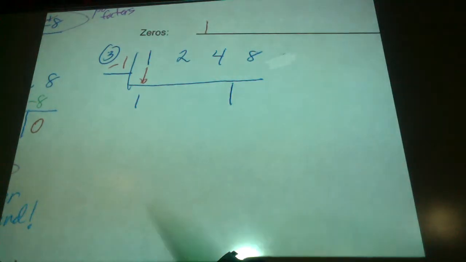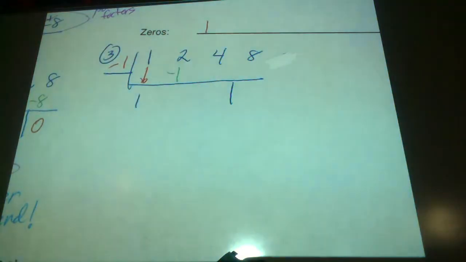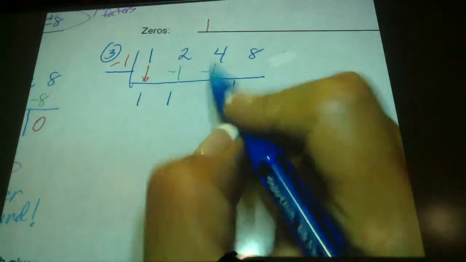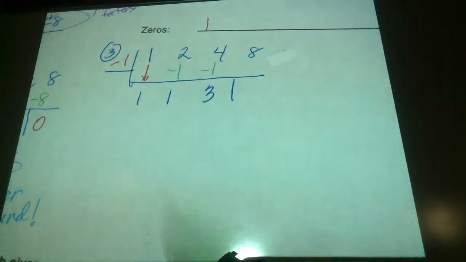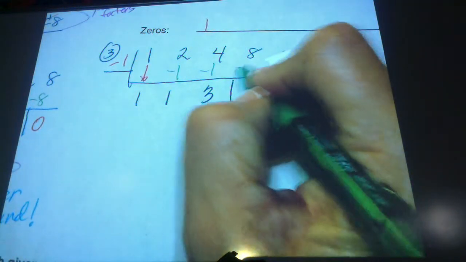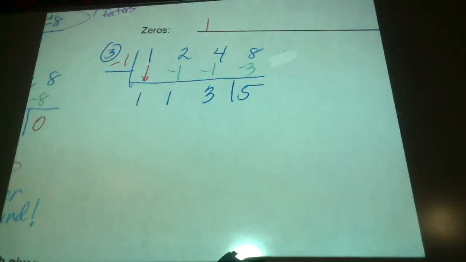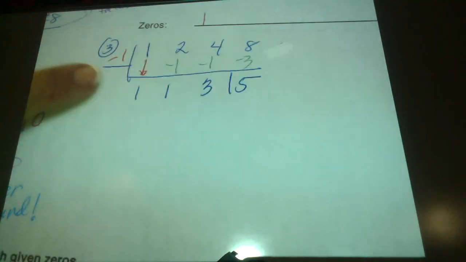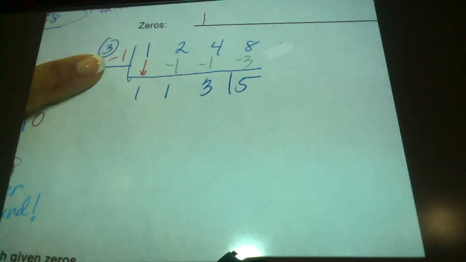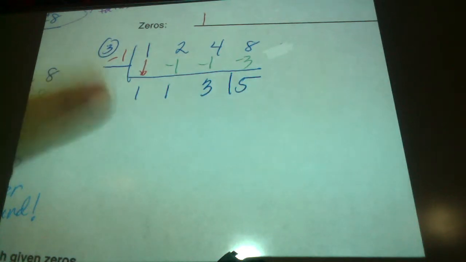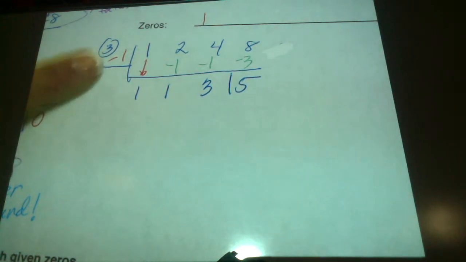So negative 1 times 1 is negative 1, add down is positive 1. Negative 1 times 1 is negative 1, add down is positive 3. Negative 1 times 3 is negative 3, add down is positive 5. So I did not find a 0. And let me note that we have a negative number on the shelf. All the numbers on the bottom are positives. Does that mean anything?